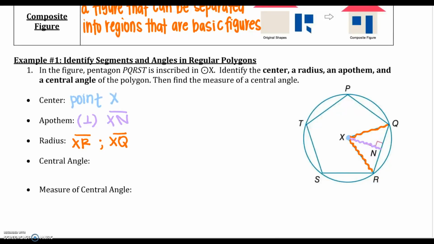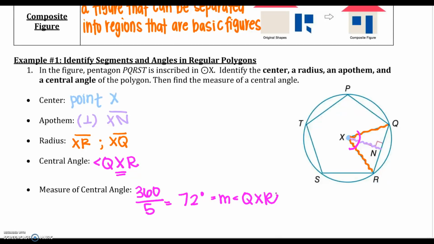And last, that central angle, remember, is used from the radii of that circle or that polygon. So that whole entire thing, 2 radii make a central angle. So I'm going to say angle QXR, labeling that vertex in the middle. And then last, to find your central angle, you would take 360 divided by the number of sides, which would be 5. So my central angle would be 72 degrees. So the measure of angle QXR is going to be 72 degrees.